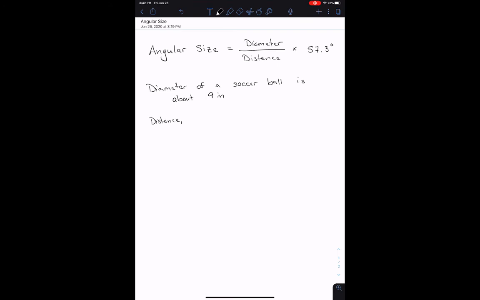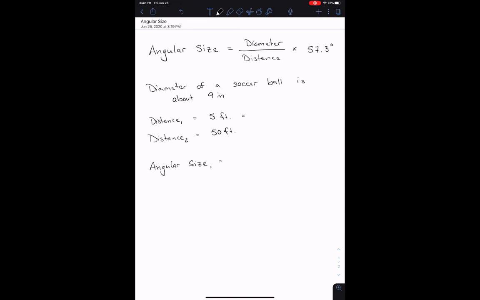Distance number 1 will be when it's only about 5 feet away from you. Distance number 2 will be when it's 50 feet away from you. So we'll go through and calculate the angular size of that soccer ball at both of those distances away from you. That way you can get an idea of how angular size changes for different distances.